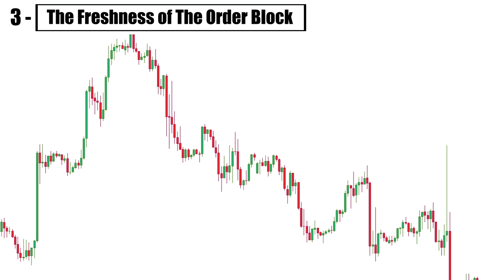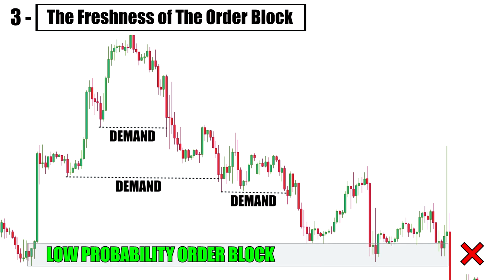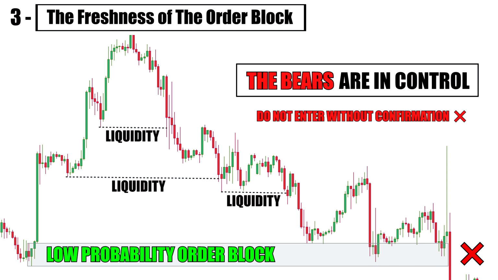In this example, we've identified a valid order block zone, but before price even reaches that level, we can see the market forming multiple demand zones and breaking right through them on the way down. Some traders might interpret this as a series of liquidity grabs and place buy orders at the order block. But in reality, what's happening here is that supply is clearly in control. So blindly entering on this order block without confirmation is a risky move that could lead to a loss.